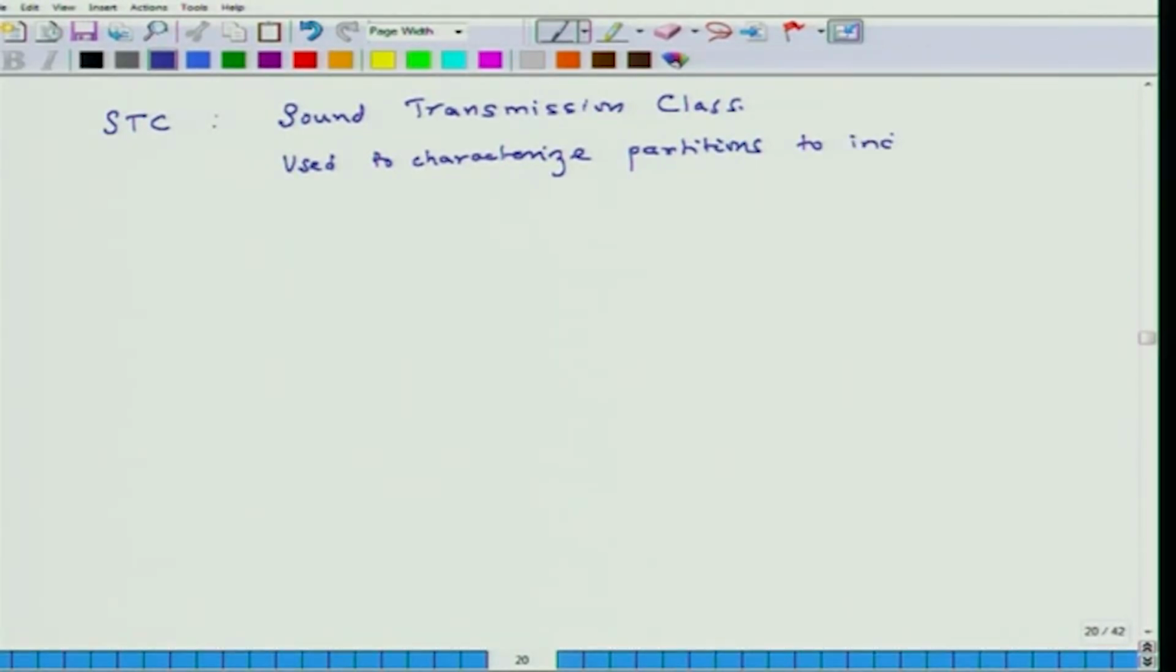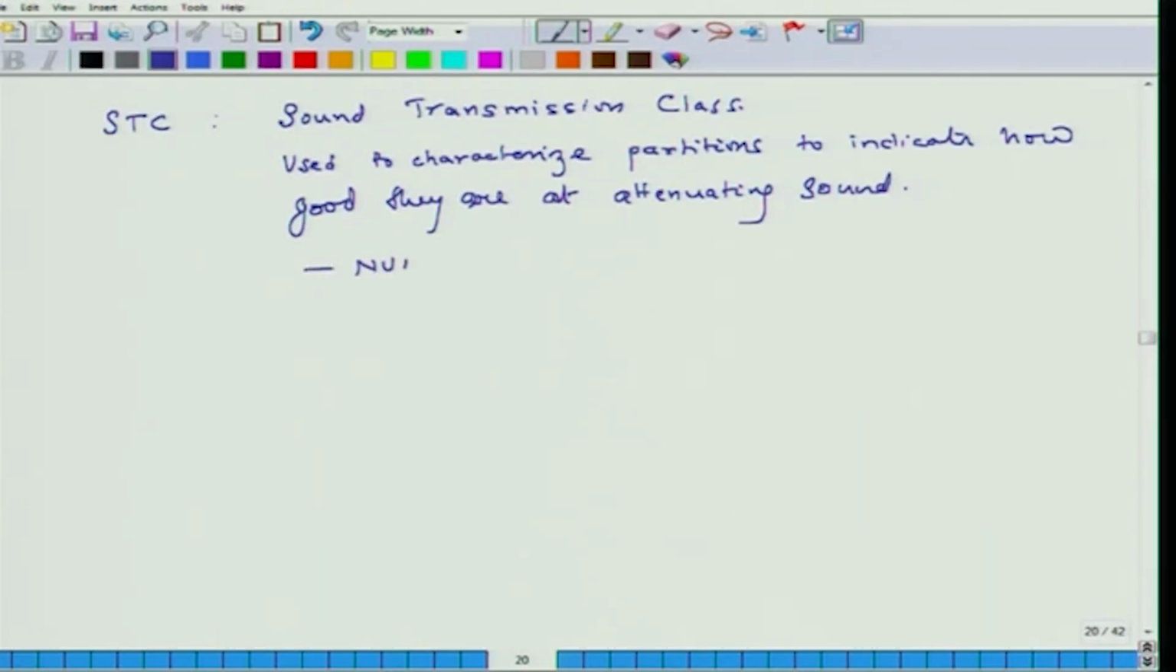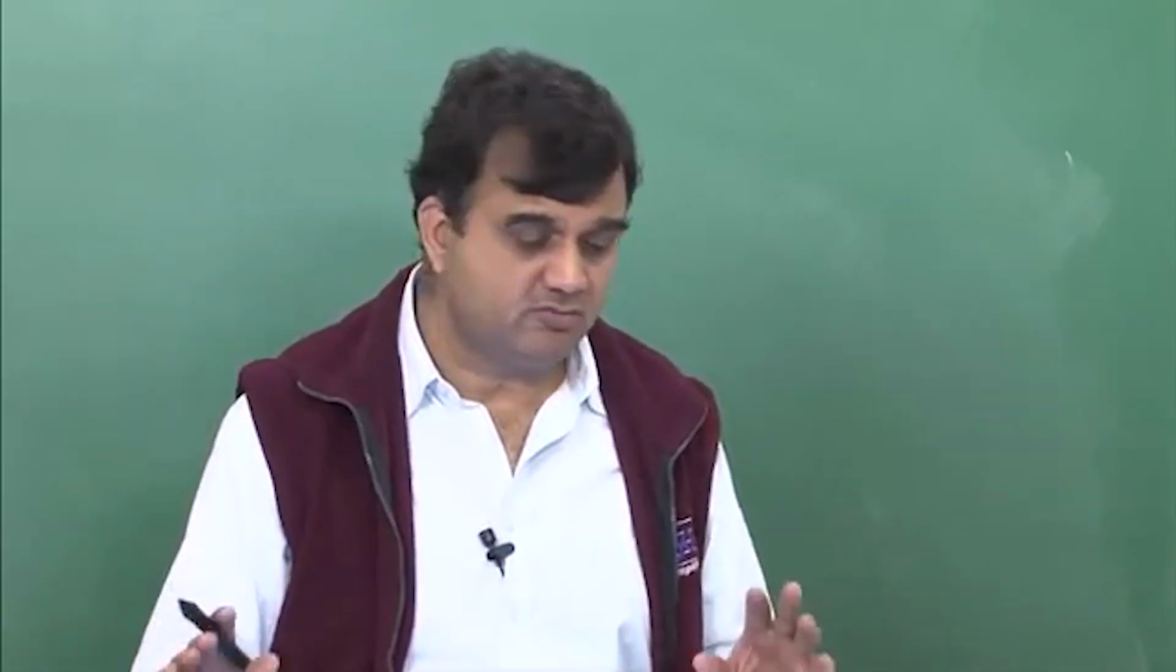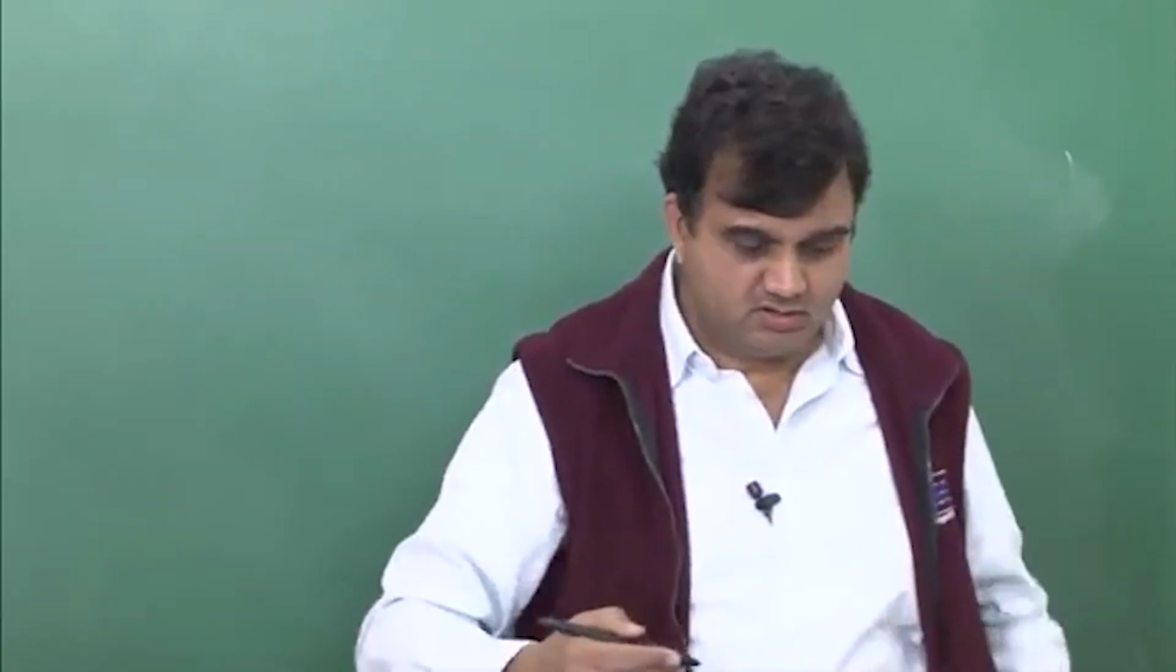So it is used to indicate how good they are at attenuating sound. And what is STC? It is a single number. So I can have a partition, a wall, and I can say its STC rating is 25, and it means something. What it means, we'll talk about it later, but it means something.